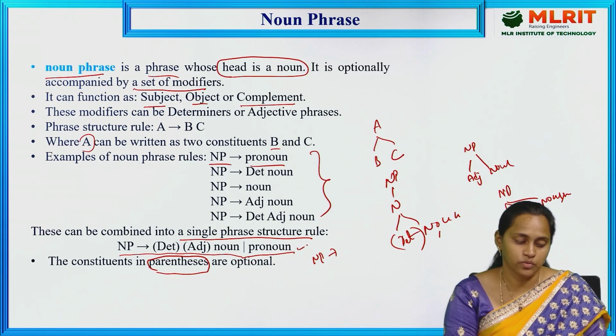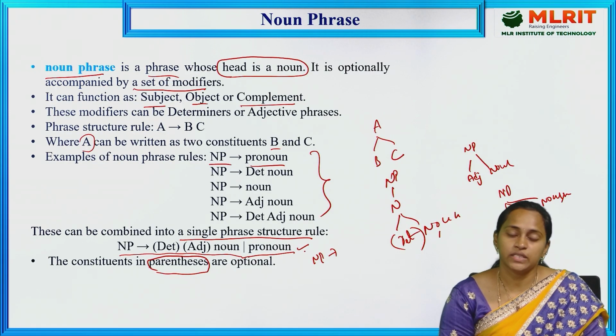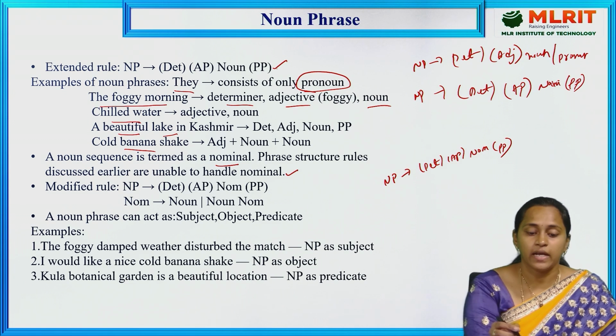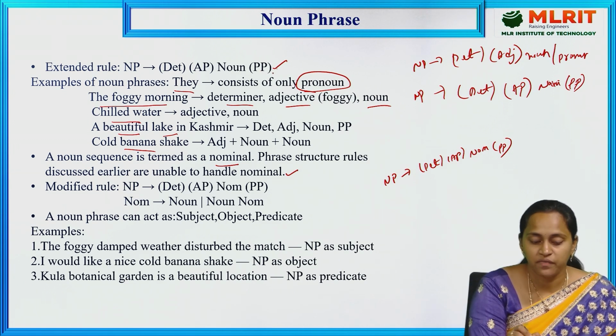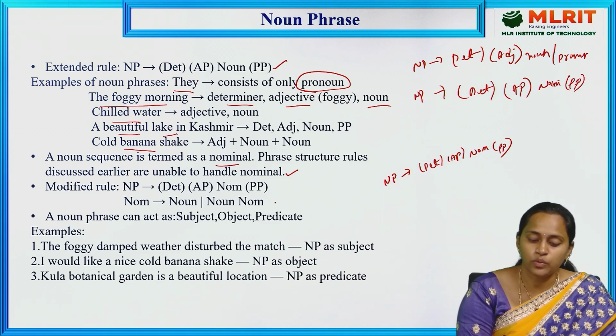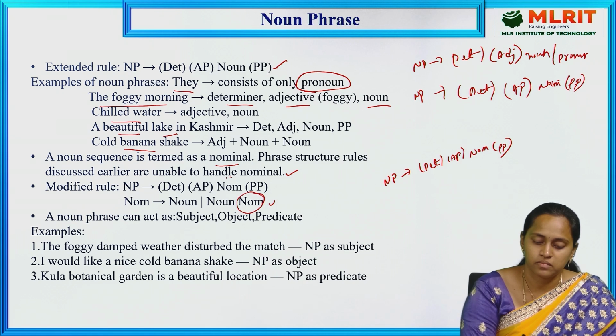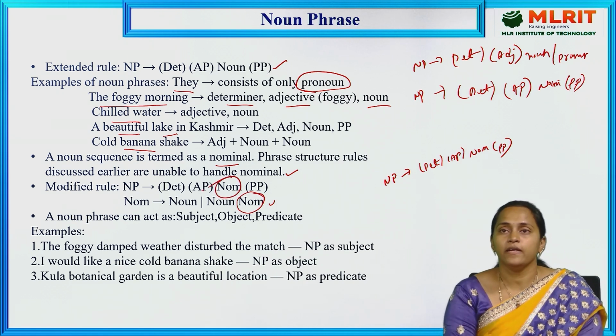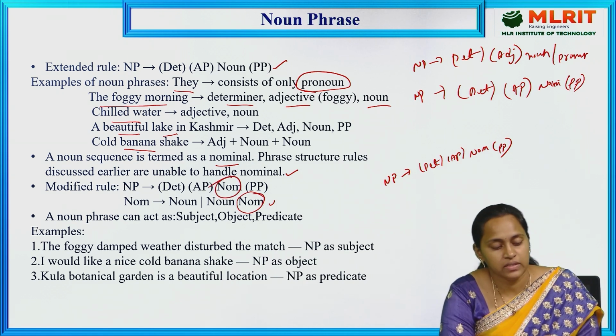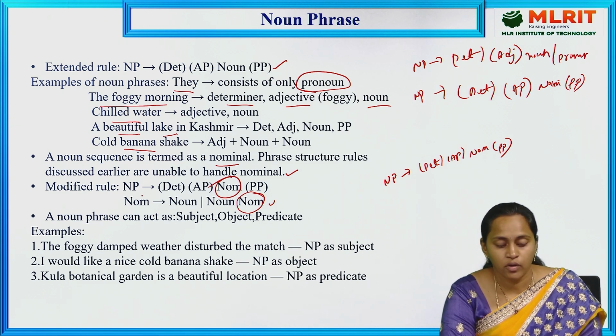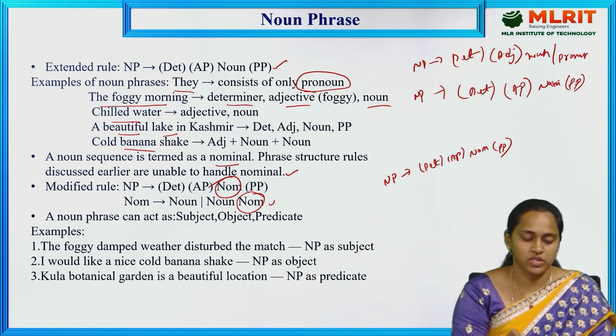This is the first rule: noun phrase to determiner, adjective, noun or pronoun. After that, we are extending this rule to the prepositional phrase. After this, we extend the rule to nominals. It means the earlier rule was not handling nominals. After modifying, the rule is noun phrase to determiner, adjective, nominal, prepositional phrase.